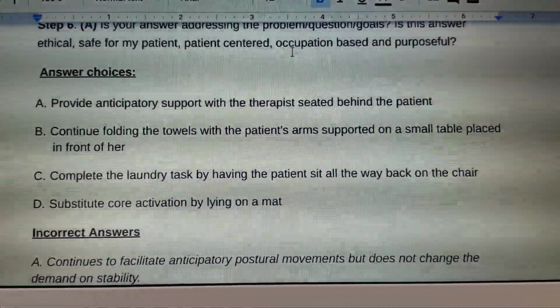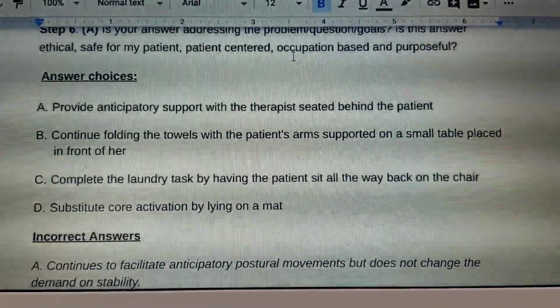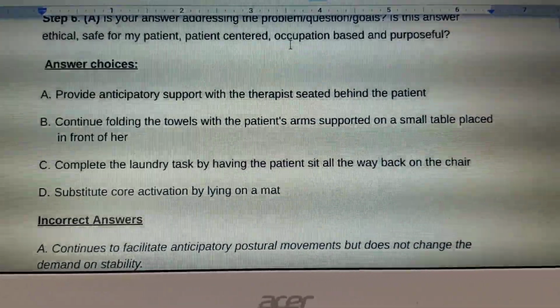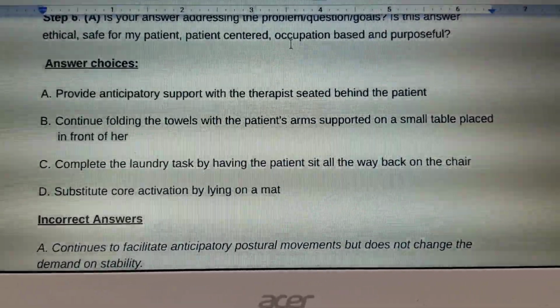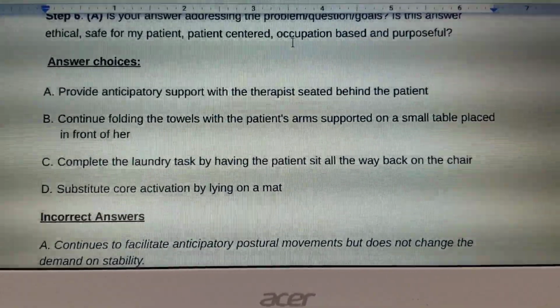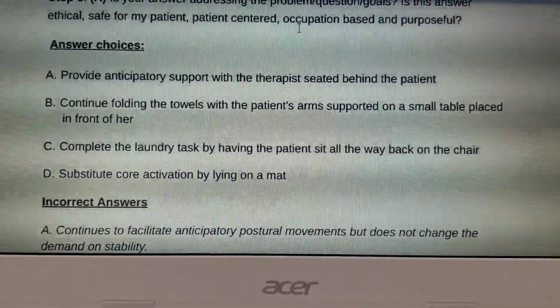A, provide anticipatory support with a therapist seated behind the patient. B, continue folding the towels with the patient's arm supported on a small table placed in front of her. C, complete the laundry task by having the patient sit all the way back on the chair. D, substitute core activation by lying on a mat.